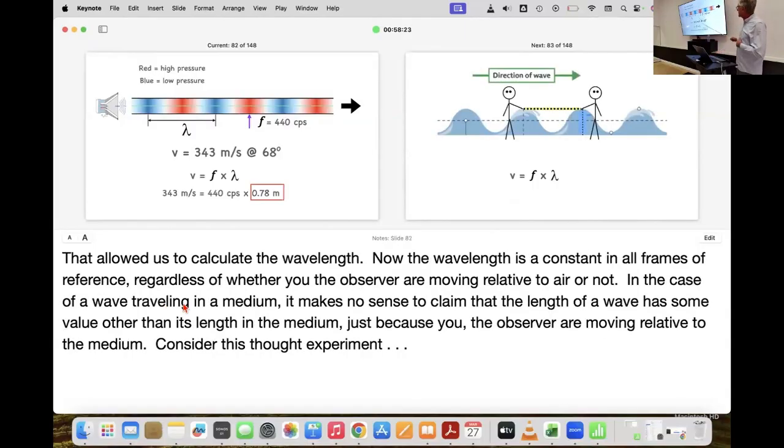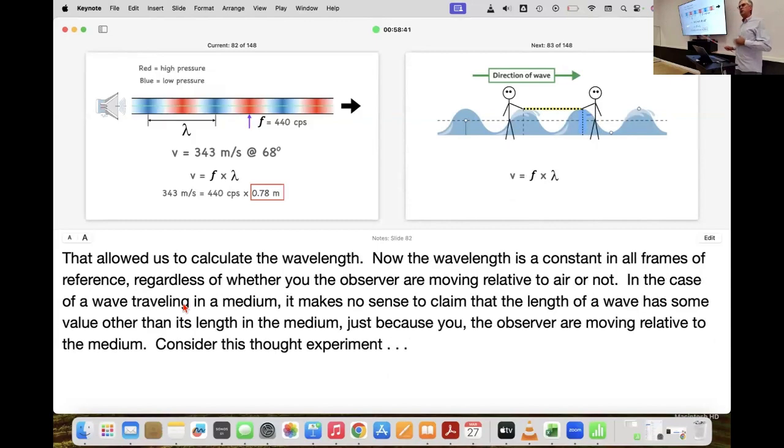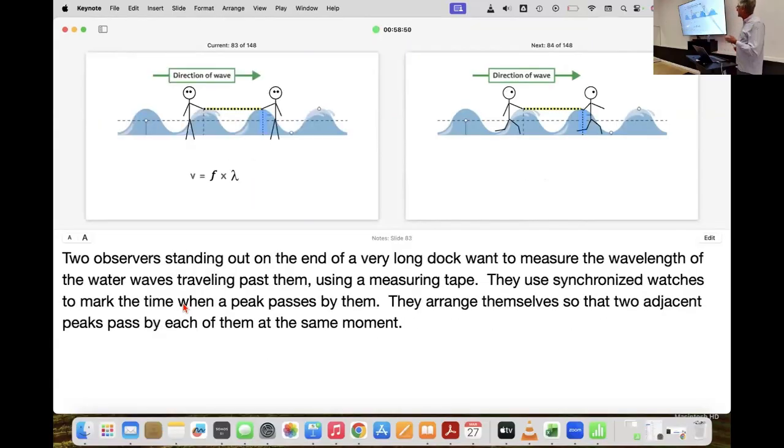That's how sound waves work. So we can calculate the wavelength if we know the frequency. Remember, we used a musical tone A. So we fix the frequency and the velocity as a constant, so we know what the wavelength is. And the point here is with sound waves, the wavelength doesn't change depending on whether you're moving. So here was my little thought experiment to try to convince you of that. These two people are standing at the end of a long dock, and the waves are rolling in to Santa Cruz Beach.